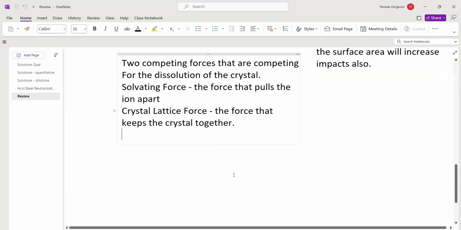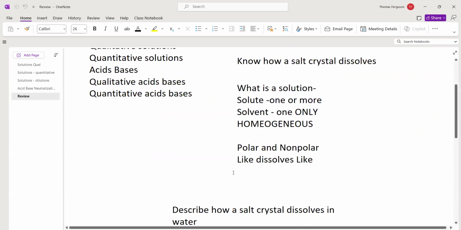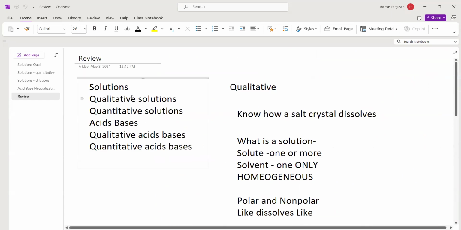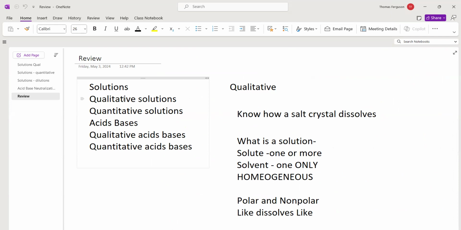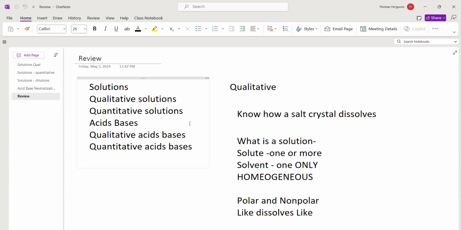Okay, so last time we talked about how a crystal dissolves. You will get this question on the test. So what we've gone over is what a solution is, qualitatively, no numbers, and how a crystal dissolves, things like polarity, and the factors that will make a crystal dissolve slower or quicker, mostly movement and also surface area.